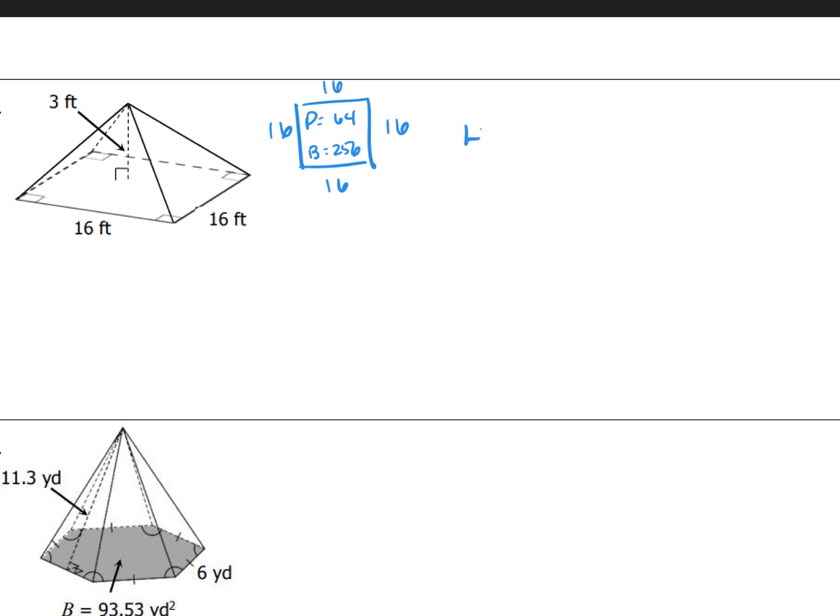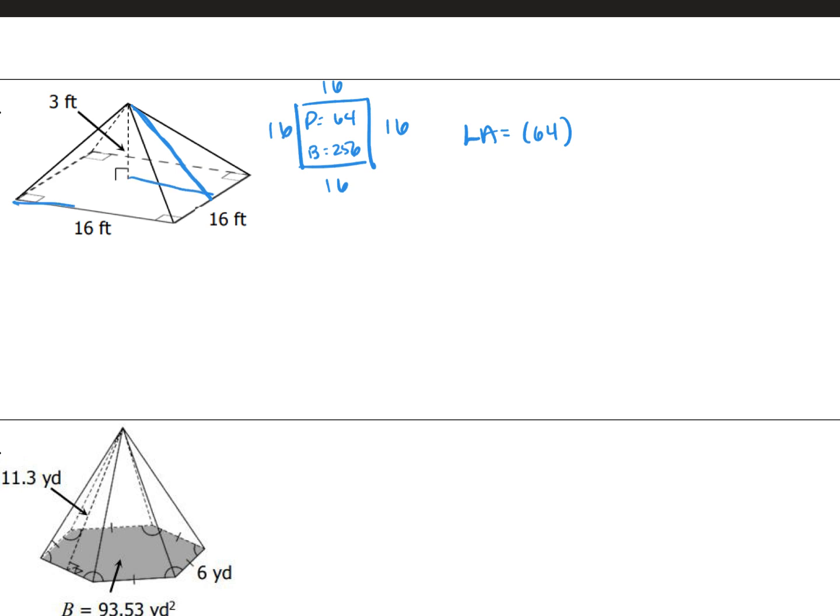So lateral area is going to be that perimeter, 64, times our slant height. Now, if I look at this picture, the slant height should have been going down the side of the triangle, so it didn't give us our slant height. It means we got to find it. So we're going to use Pythagorean theorem.